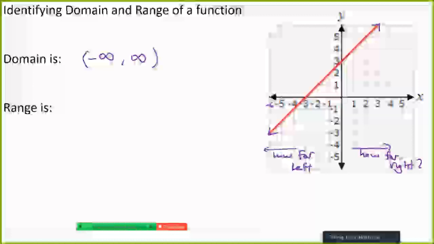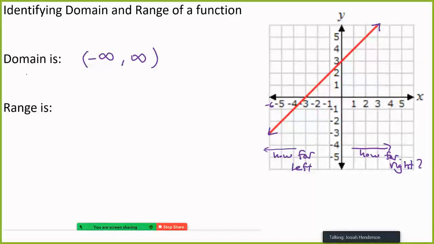Another way that you might hear this said is all real numbers. The domain is all real numbers. Forever to the left, forever to the right. And spoiler alert, anytime you've got a straight line graphed like our red line is here, it's always going to be all real numbers for the domain.